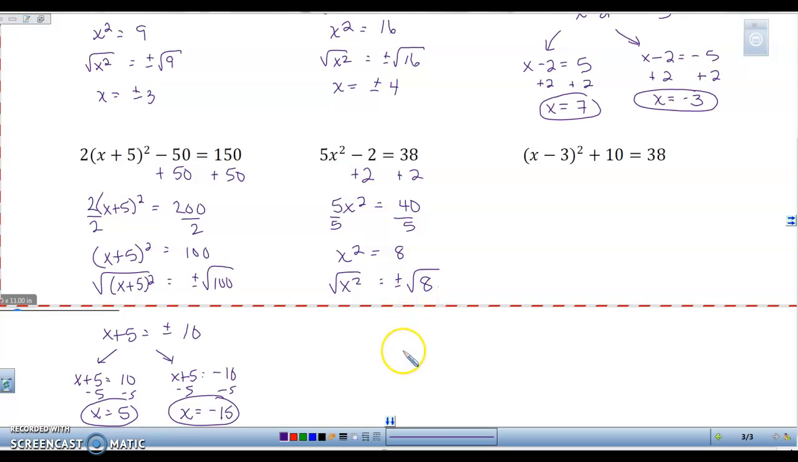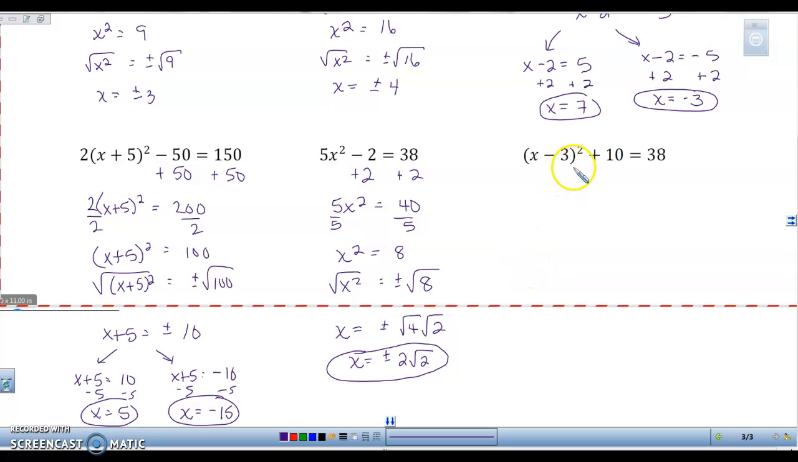Okay, is 8 a perfect square? No, it is not. But it does have a perfect square in it. What perfect square goes into 8? It would be 4. 4 times 2 is 8. So x is going to equal plus or minus, what's the square root of 4? It's 2. And then this square root of 2 stays under the radical, so x is equal to plus or minus 2 times the square root of 2. So it's positive 2 times the square root of 2 and also negative 2 times the square root of 2. Always put it in simplest radical form if you can.